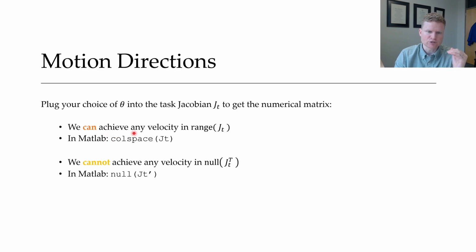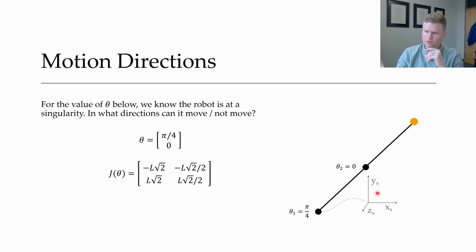You can achieve any velocity that's in the range of your task Jacobian, J_T, and you can find that in MATLAB using the column space of the relevant rows of your Jacobian, like you see right here. I cannot achieve any velocity that's in the null space of the Jacobian transpose, and that, again, in MATLAB will be the null space of the Jacobian transpose. So you get your numerical Jacobian for that theta that you're interested in. You plug these two commands in, and you can find the axes in which you can move and the axes where you cannot move. Let me show you an example with our robot.